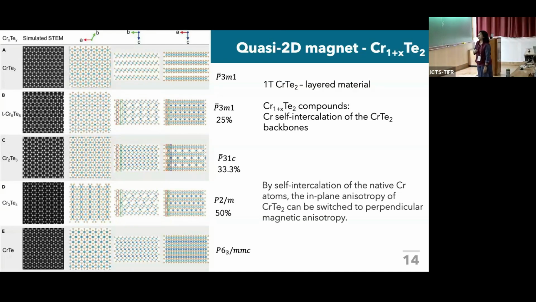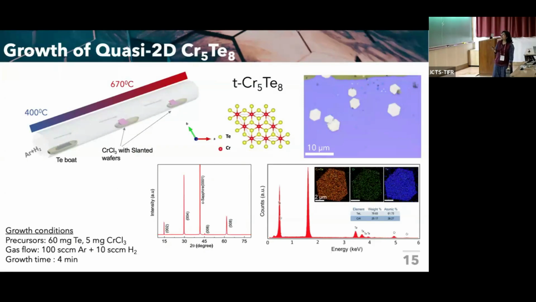So first we will start with the growth of these materials. This is grown using chemical vapor deposition with the precursors tellurium and chromium chloride. The chromium chloride is kept at a temperature of 670 degrees Celsius, while tellurium is kept at 400 degrees Celsius. Under hydrogen and argon gas flow, we carry out the growth. Initially we started the growth on silicon oxide substrate, and we always used to see these nice bulk hexagons which were forming.